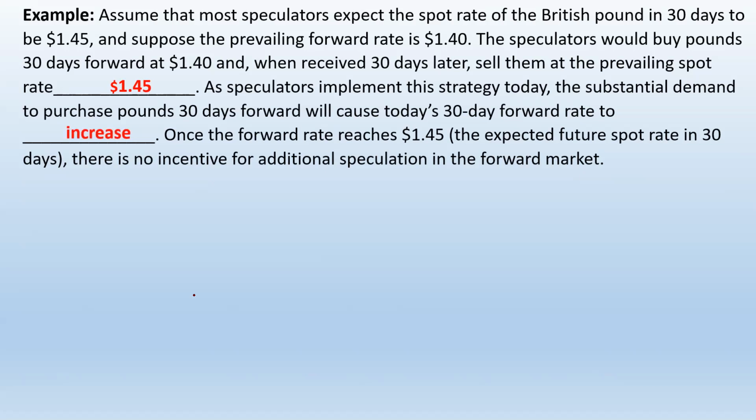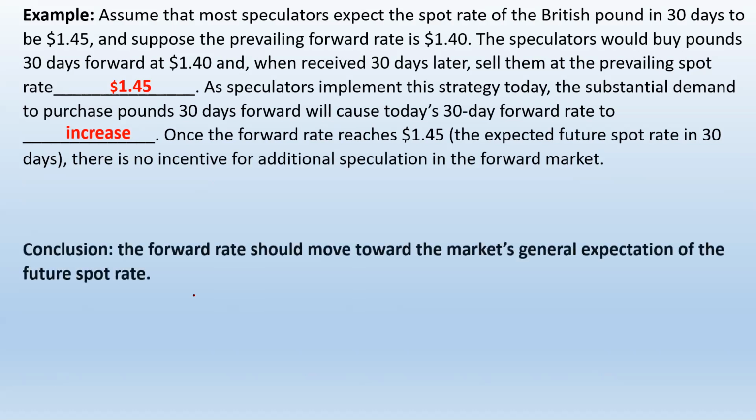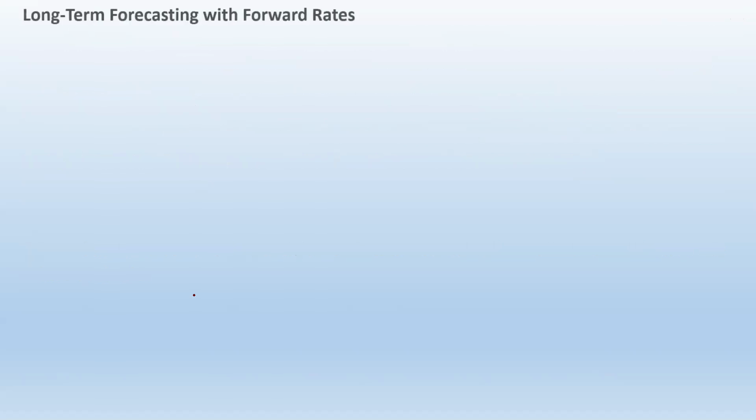So if the speculators keep buying forward contracts, this will push the forward rate up. Once the forward rate reaches 1.45, there's no arbitrage or speculation opportunity, and those speculators will stop buying forward contracts. So that's the reason why we say the forward rate should move toward the market's general expectation of the future spot rate. That's why we can use it as a forecasted value of the future spot rate.